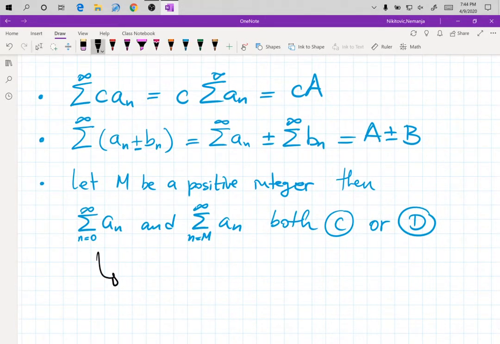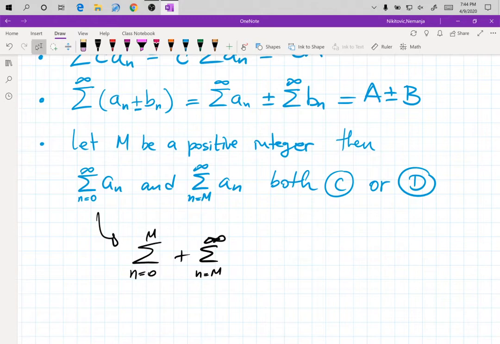So if I take this one and break it into n goes from 0 to m, plus another one, n goes from m to infinity, we know that this one converges always, because this is 0 to, let's say, 100, if m is 100. So the first one will always converge because it's finite, right? So this one can be broken down into two series. And this one is still an infinite series, and that one converges or diverges depending on what is in there, right?